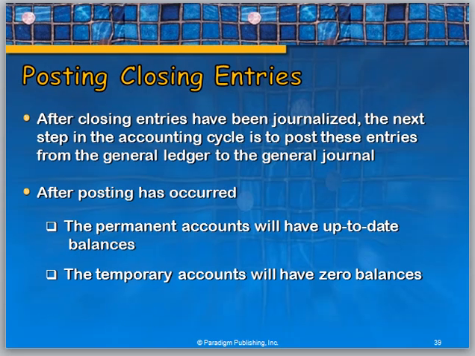So after we journalize our closing entries, the next step in the cycle is to post them into the general ledger. After the posting has occurred, your permanent accounts have up-to-date balances and your temporary accounts have zero balances. So it's not until after the adjusting and closing entries are posted that the balances in the ledger agree with the amounts reported on the financial statements.